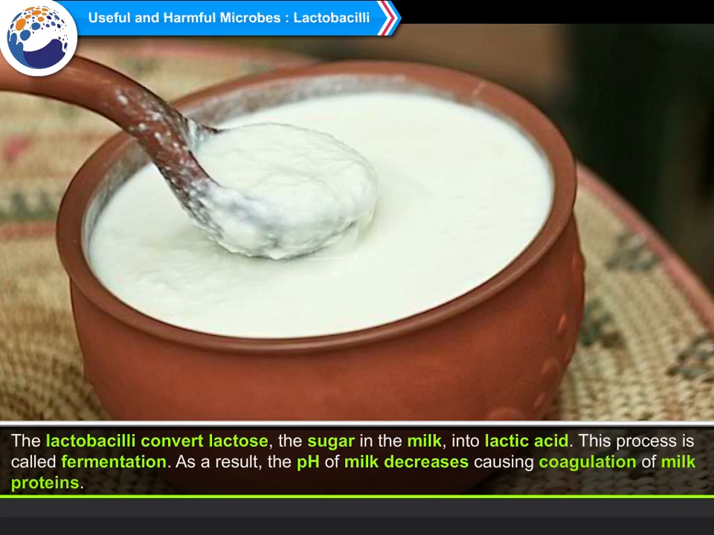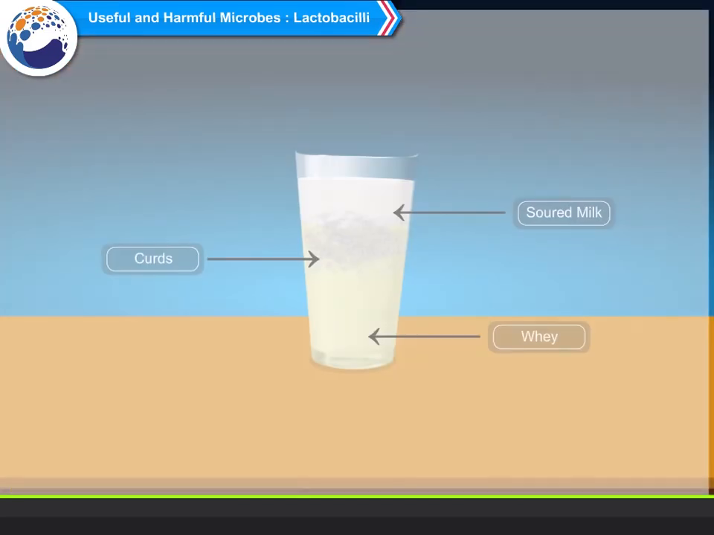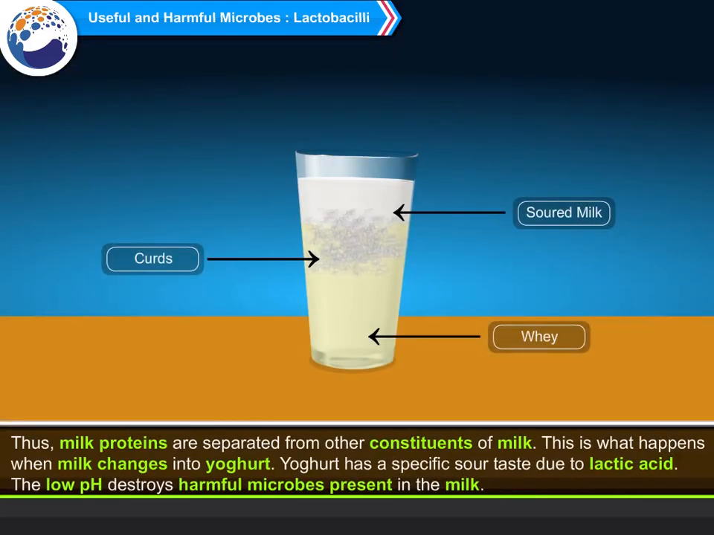As a result, the pH of milk decreases, causing coagulation of milk proteins. Thus, milk proteins are separated from other constituents of milk. This is what happens when milk changes into yogurt. Yogurt has a specific sour taste due to lactic acid. The low pH destroys harmful microbes present in the milk.